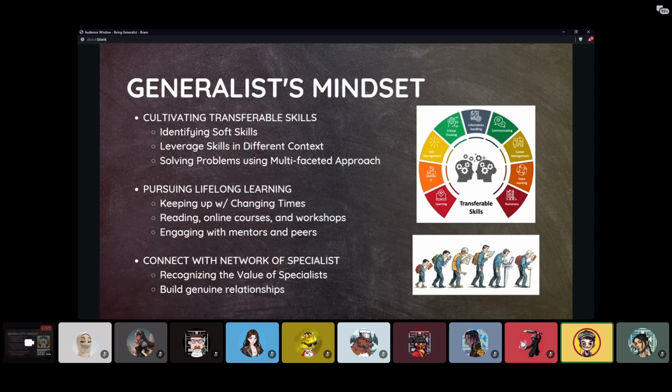And then for connection with a network of specialists, we must build genuine relationships, such that creating connections with people from diverse backgrounds, cultures, and identities, and nurture an environment of mutual respect, empathy, and understanding. So yeah, we may have different points of view, but if we build genuine relationships, definitely we will connect with them, and we will be able to have mutual connections as a generalist and specialist.